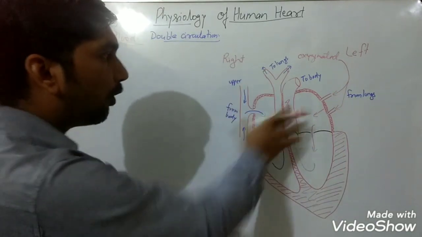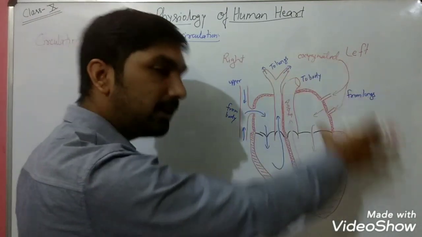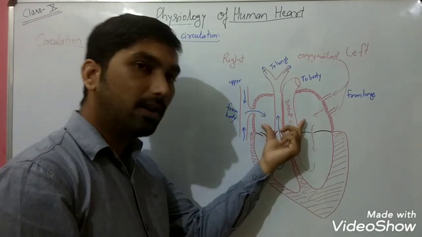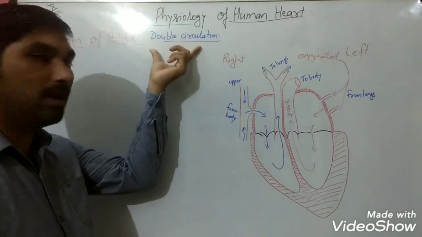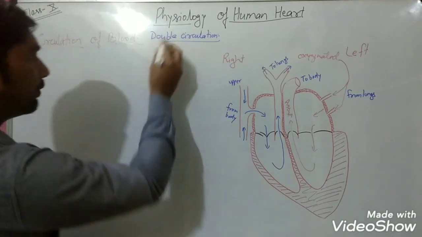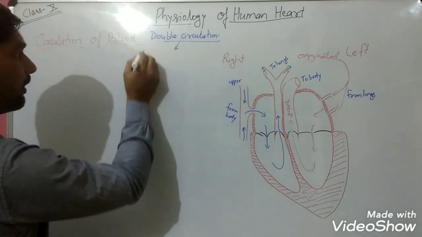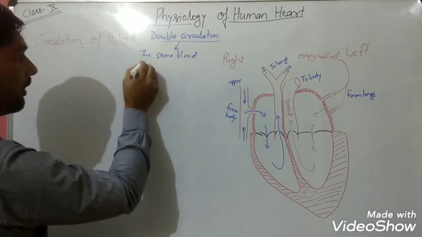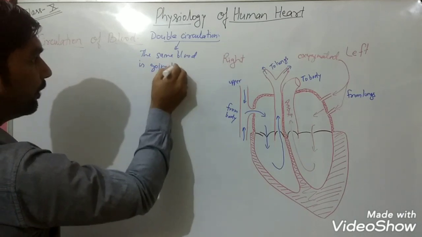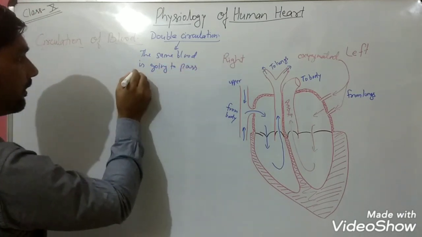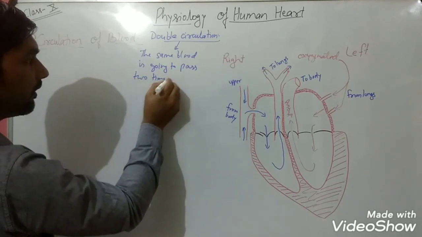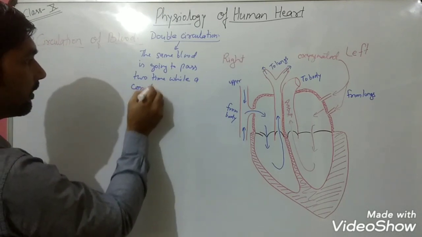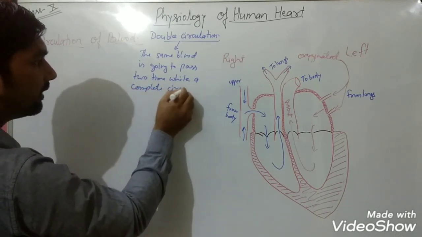So you are observing here, during one cyclic movement, the blood passes 2 times through the heart, and that's why it is known as what? Double circulation. So double circulation is what? The same blood passes 2 times during a complete circulation.